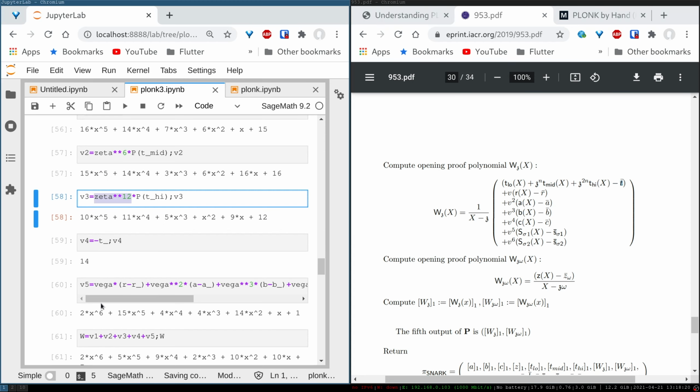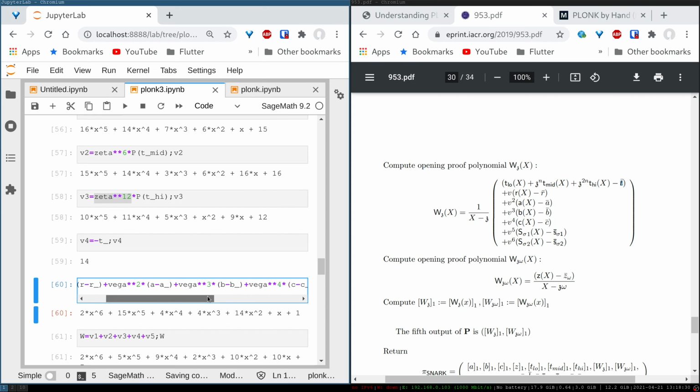For the rest, v5, I just do vega times r minus r bar plus vega 2. Is that vega? I don't know if it's vega actually. Well, let's call it vega. A minus a bar, and then vega 3 b minus b bar, vega 4 c minus c bar, vega 5 is sa minus sa bar, and vega 6 is sb minus sb bar. So vega 0 is actually t minus t bar.